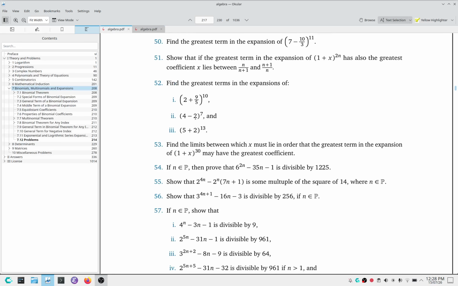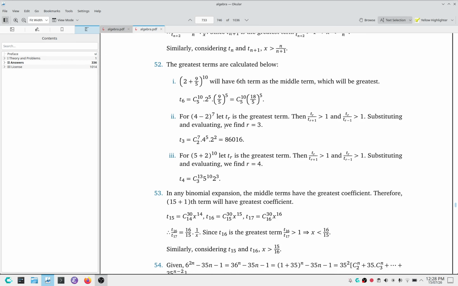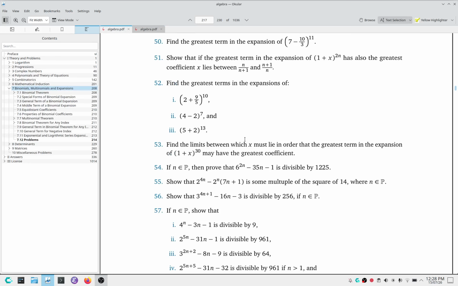Second expansion is (4 minus 2) to the power 7. We let Tr be the greatest term, then Tr upon Tr plus 1 greater than 1 and Tr upon Tr minus 1 greater than 1. Substituting the value, we find that r is equal to 3. So T3 is 7C2, 4 raised to the power 5, 2 square, that is 86,016.